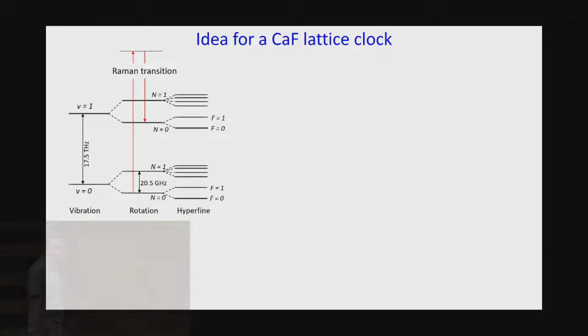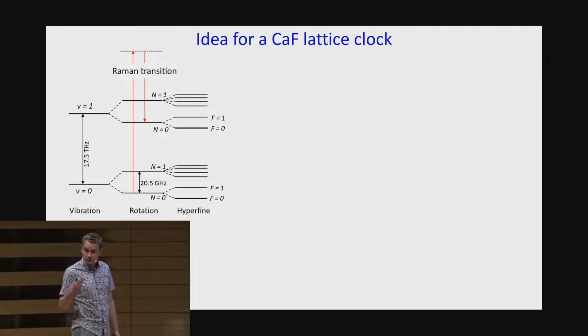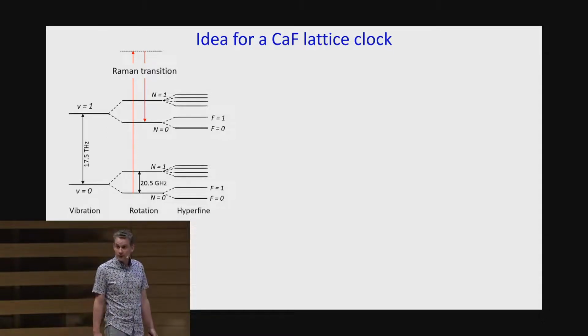In my group, we think it could be interesting to develop a lattice clock based on these calcium fluoride molecules. And here the idea is very simple. You just drive the fundamental vibrational transition of the molecule without changing the rotational state. Okay, that's a 2-photon Raman transition with a line width of about 1 hertz.